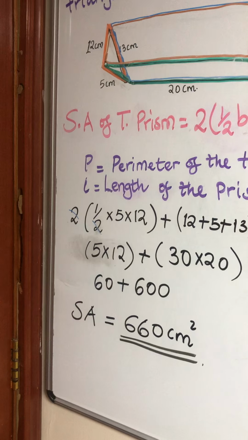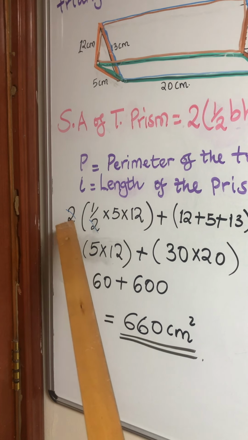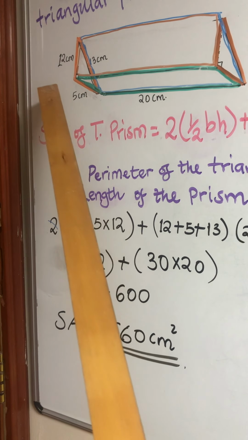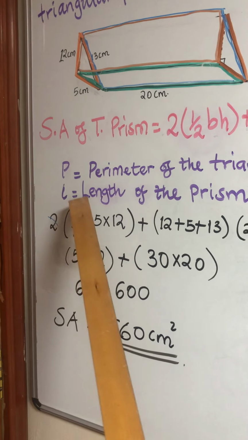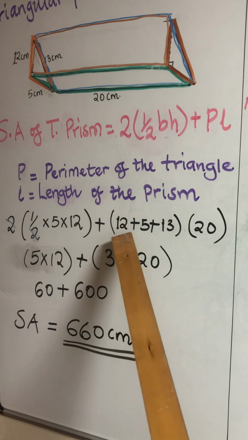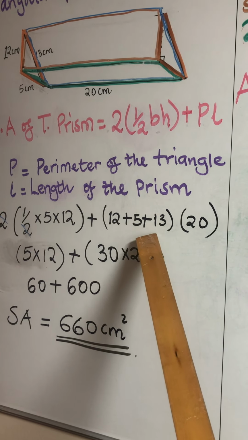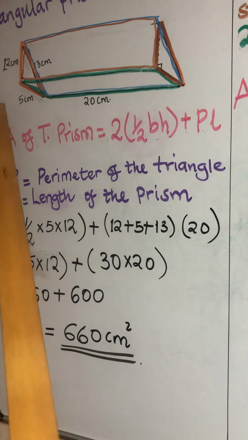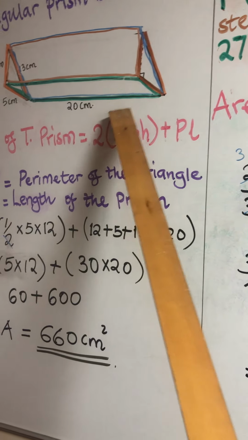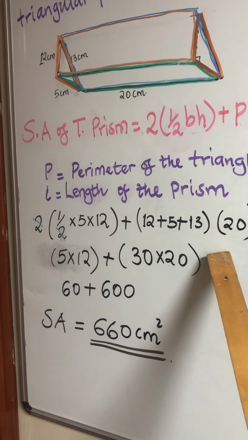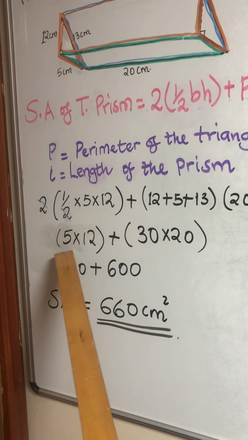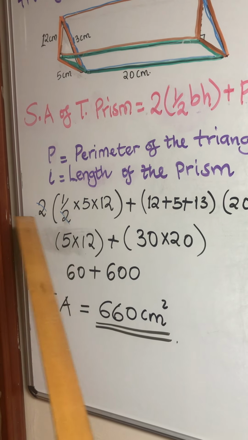Okay, so we are going to have 2 times half, the base of the triangle is 5, times the height, which is 12. This is what I have here. Remember, there are two triangles, plus the perimeter of the triangle, which is 12 plus 5 plus 13, times the length. So that's that. So after calculating the area of the triangle, I cancelled these two with these two.